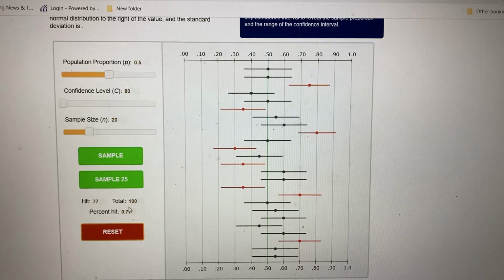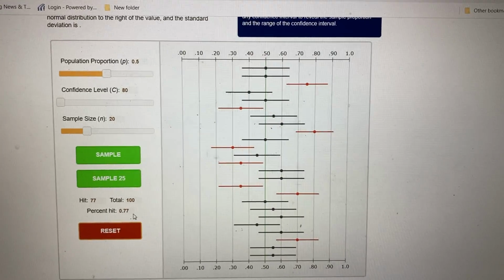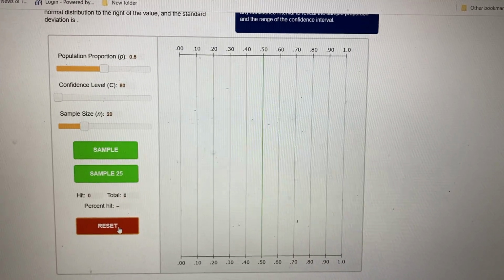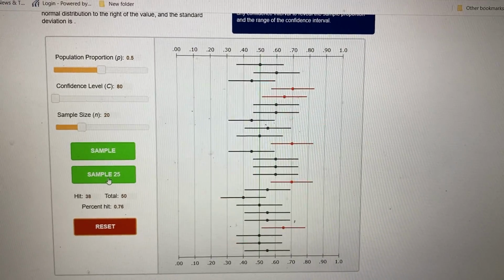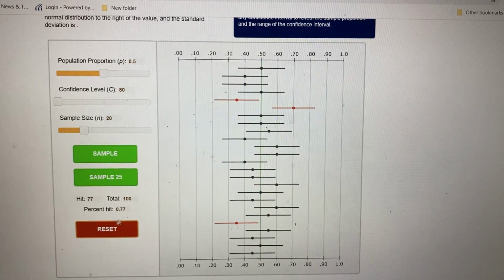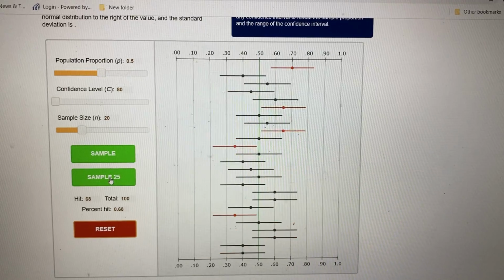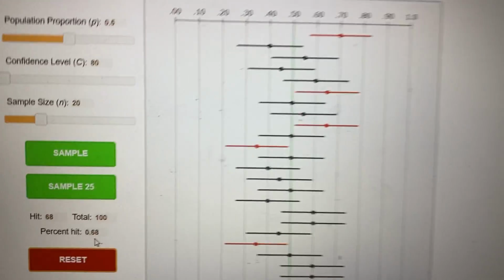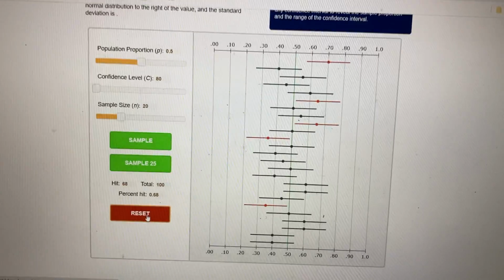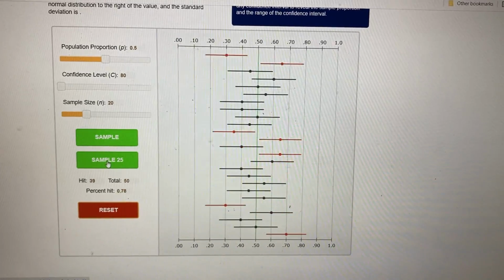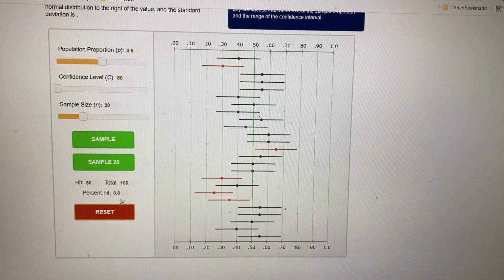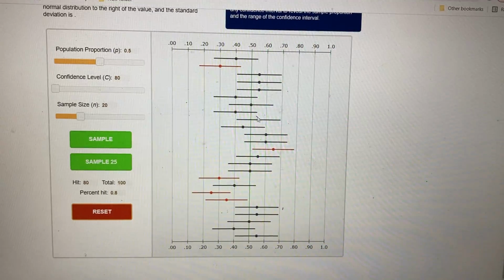There, that's better. I feel better about 77%. I bet if I do it again, it'll be more. It has to, right? Oh, it's 77% again. 68%, that should not be happening. There, now it's 80%. There we go. This is how it should be.